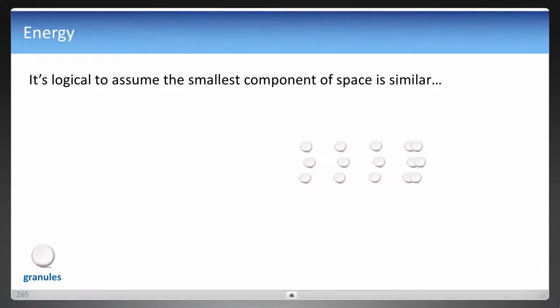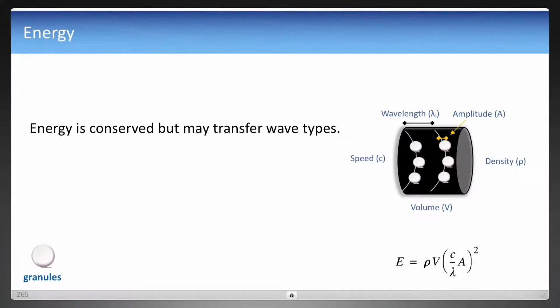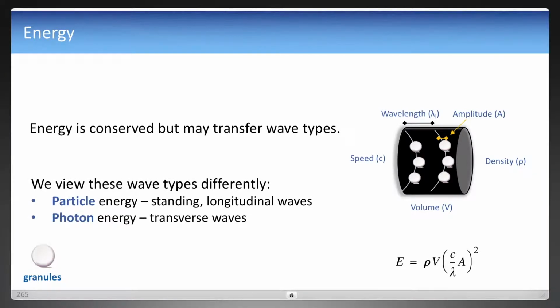And so it's logical to assume that even the smallest components that make up those molecules do the same thing. And here you can see the formation of granules moving as waves, and those four properties in a given volume is an energy equation. But we view that energy in different ways, right? We know it as particles, which are the energy of standing longitudinal waves. We know it as photons, which is the energy of transverse waves, and much more, as will be described.